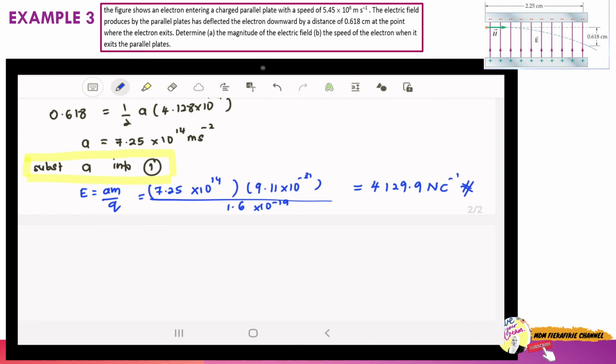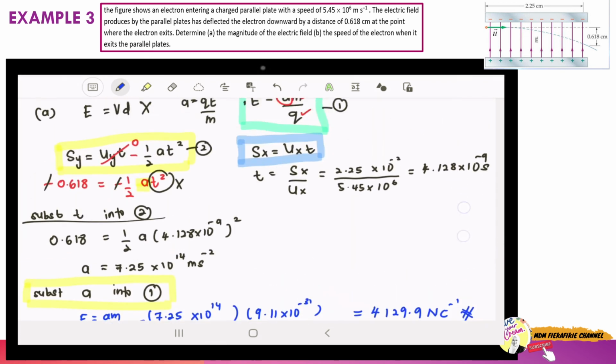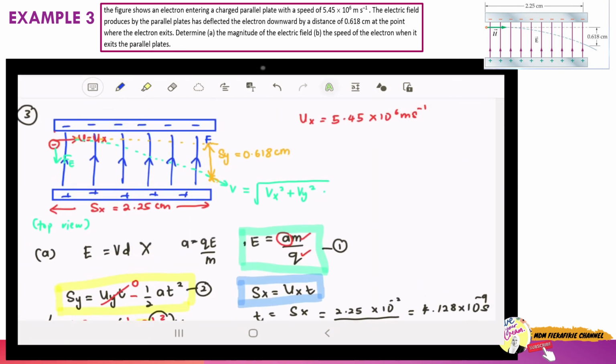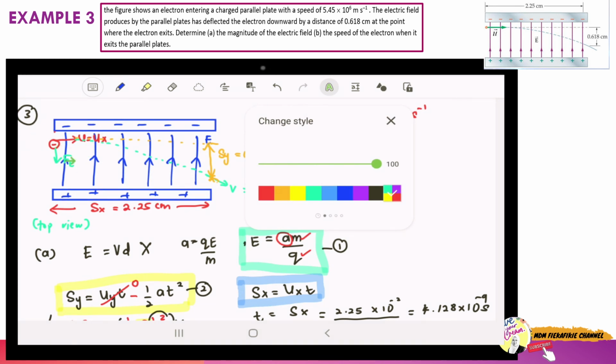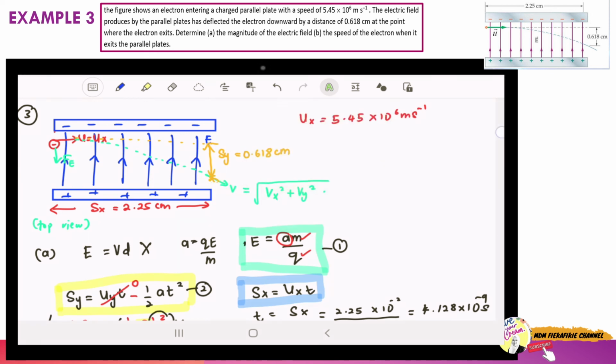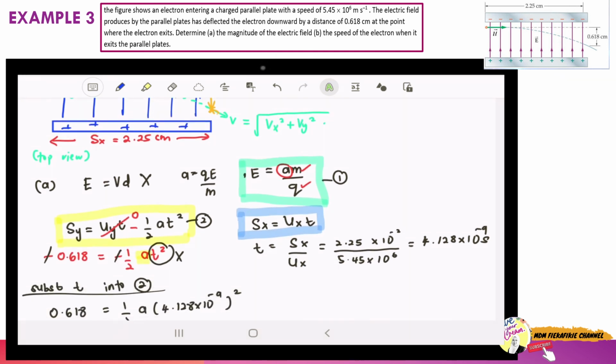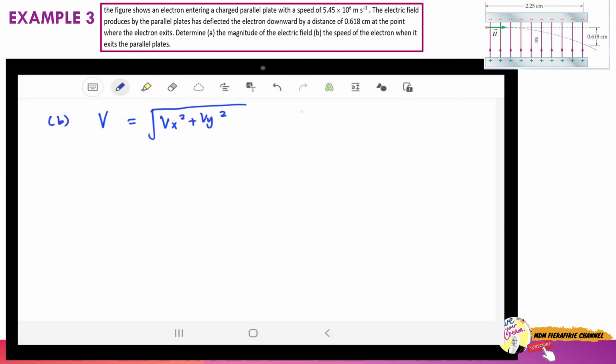So we want to find the speed of the electron when it exits the parallel plates. Look at the diagram. The value given is the initial velocity u, where u is equal to ux. But now at this point, when the electron exits the parallel plates, we want to find the value of v, where v is equal to the square root of vx squared plus vy squared. And we know that the value of vx is equal to ux, which is 5.45 exponent 6 meter per second.